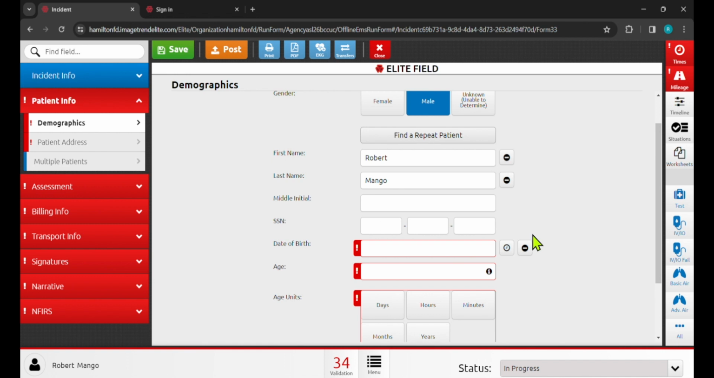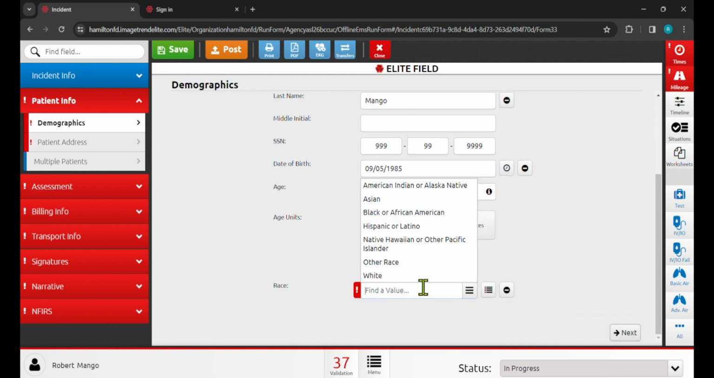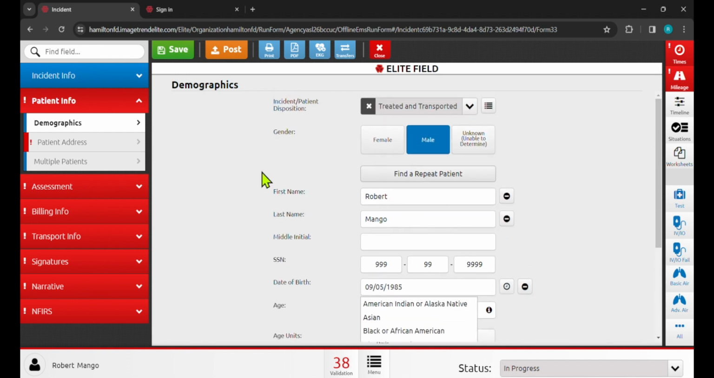Just know that you can obtain them from hospital registration most of the time if you can't get it from the patient himself. If you are unable to obtain a Social Security number, the appropriate way to fill this field is all 9s. So we will do that. Date of birth and race. We are now, again, blue in the demographics.